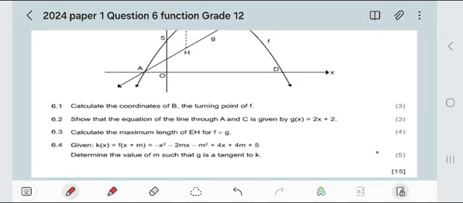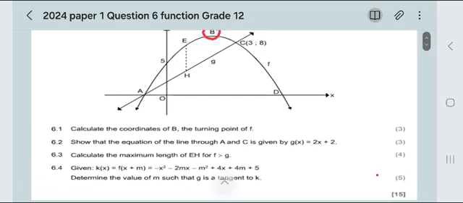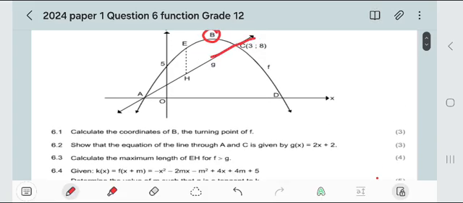6.2 says show that the equation of the line AC is given by y equals 2x plus 2. You're supposed to prove that line AC is equal to 2x plus 2.